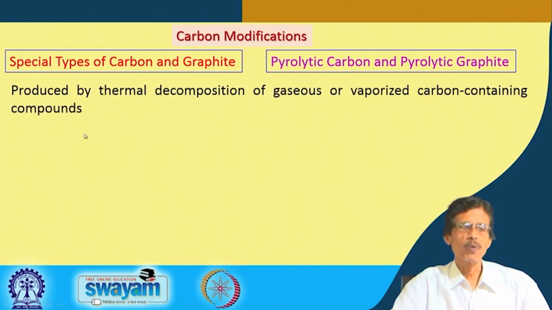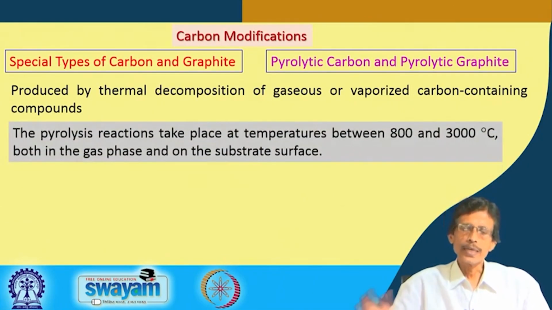So, another particular form, or the specialized form, is produced by pyrolysis, the thermal decomposition of gaseous or vaporized carbon containing compounds. So, different carbon containing compounds, it can be your simple wood material or any other type of husk material. Any carbon containing material can be burned such that only the carbon part is left behind, and other material will be burned as oxides, taking the proper precautions that we do not want to burn the carbon as carbon monoxide or carbon dioxide, because we want to leave it as carbon itself.